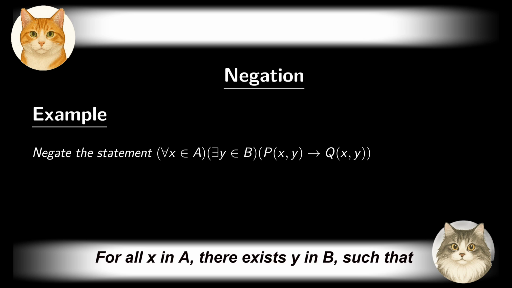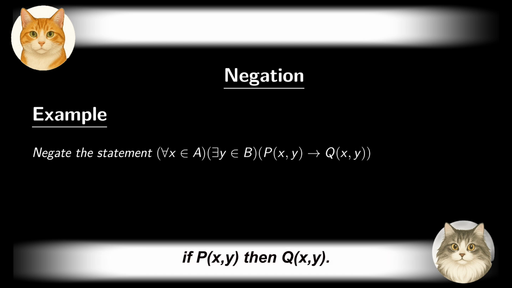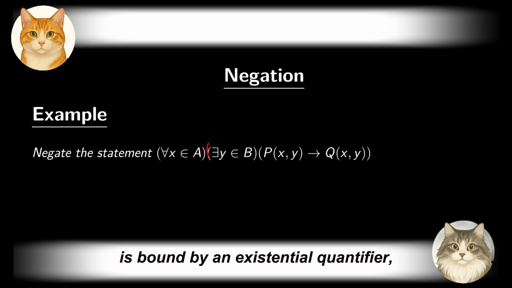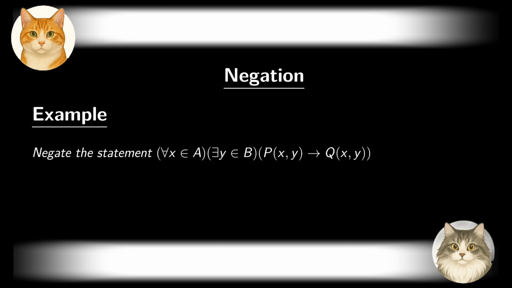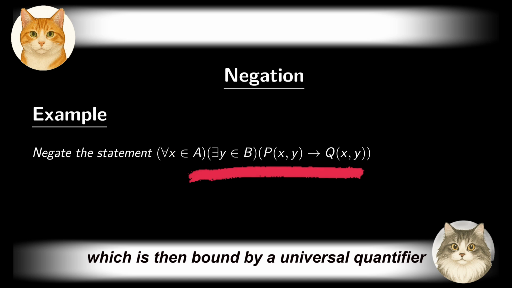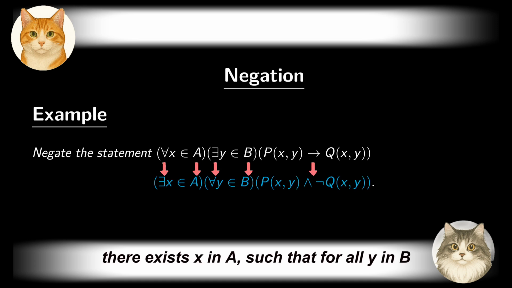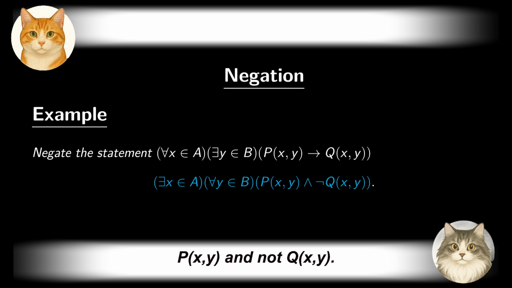For all x in A, there exists y in B, such that if Pxy, then Qxy. Here, a conditional compound formula is bound by an existential quantifier, which is then bound by a universal quantifier. To negate it, first flip the quantifiers, then negate the conditional. The negation reads, there exists x in A, such that for all y in B, Pxy and not Qxy.